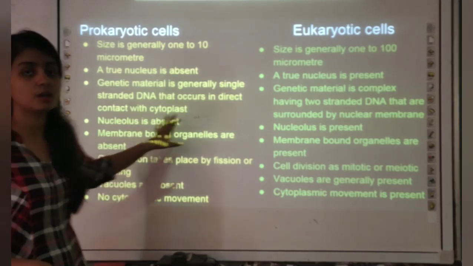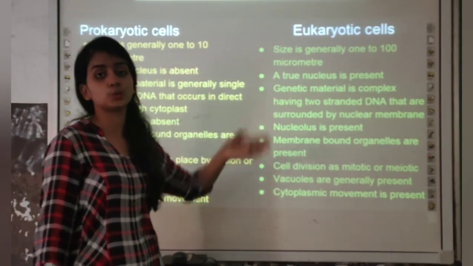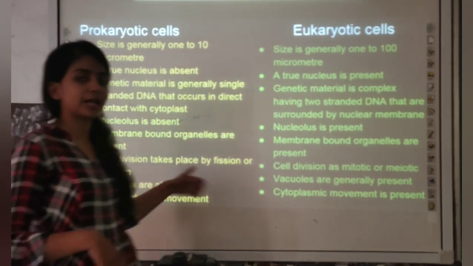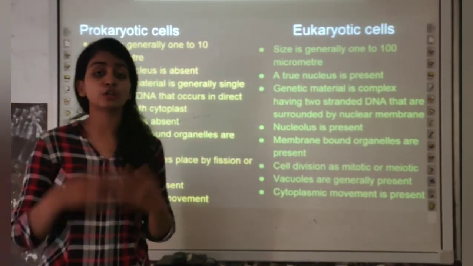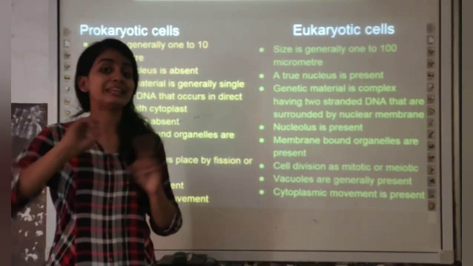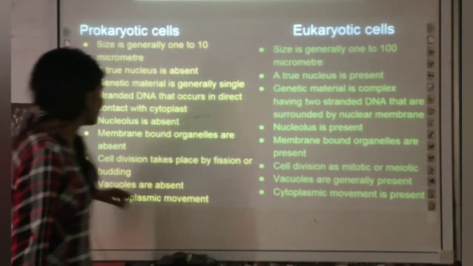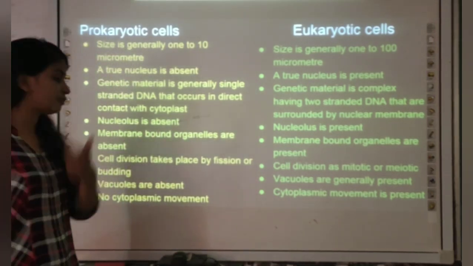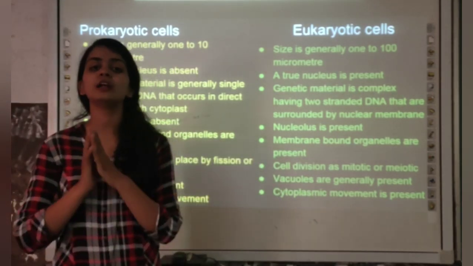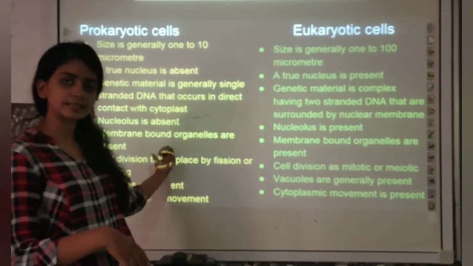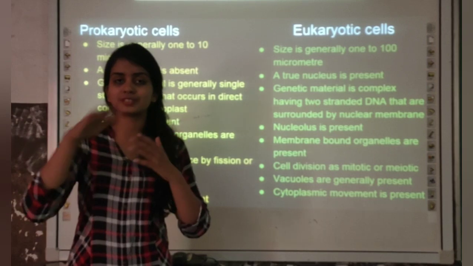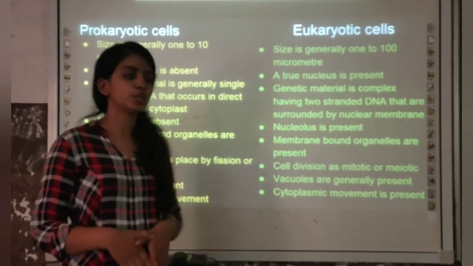Nucleolus is absent here, whereas nucleolus is present in eukaryotic cells. Membrane-bound organelles are absent in prokaryotic, whereas they are present in eukaryotic. Students, I am going to elaborate on these membrane-bound organelles in my next video. So stay tuned for that. Next, cell division is by fission or by budding. In this, cell division is by meiotic or mitotic. Means here asexual, here sexual as well as asexual. Means both cell reproductive modes are used.